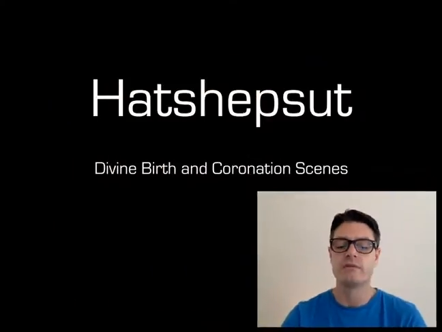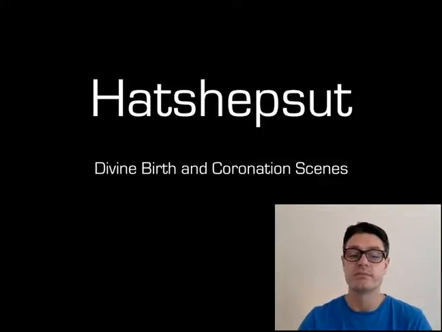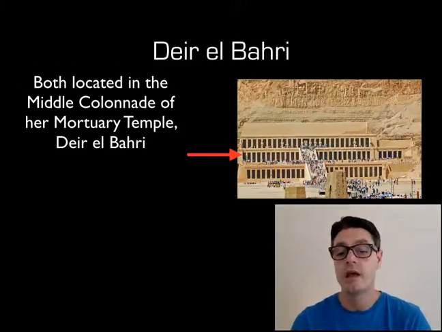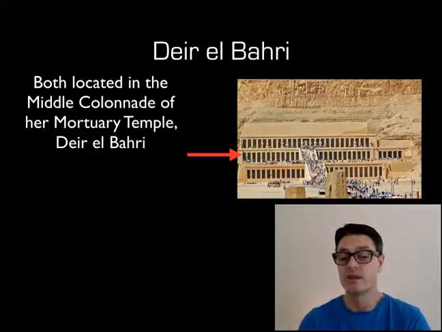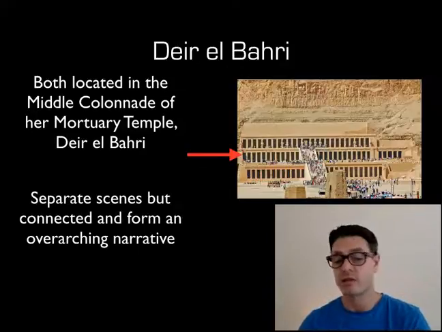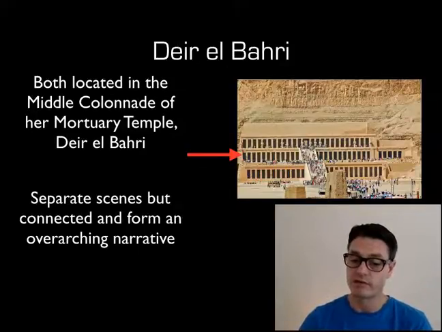So in this video for Hatshepsut, we'll be having a look at a couple of really important scenes that Hatshepsut uses to legitimize her claim to the throne during this time period. They're called the Divine Birth and the Coronation scenes, both of which are located here at Deir el-Bahari, which is Hatshepsut's mortuary temple, in the middle colonnade, which is that middle section there towards the back up on the wall. They are separate scenes, but they do form an overarching kind of connected narrative.